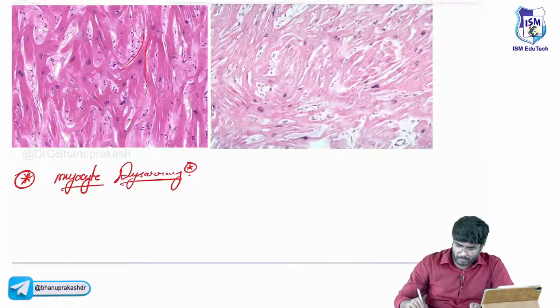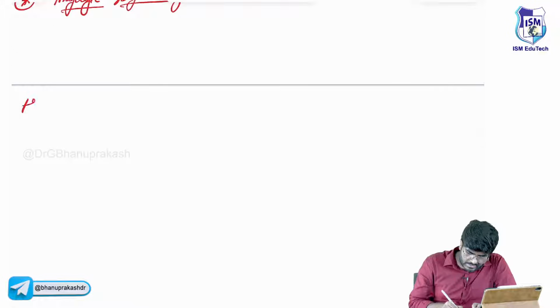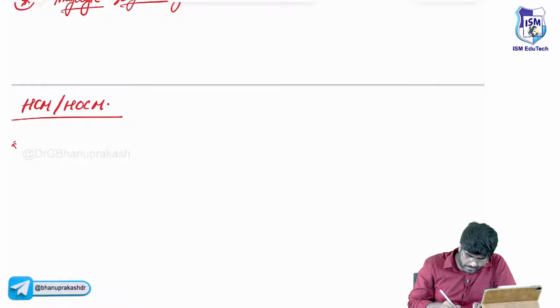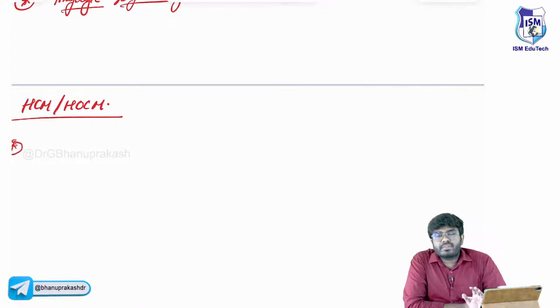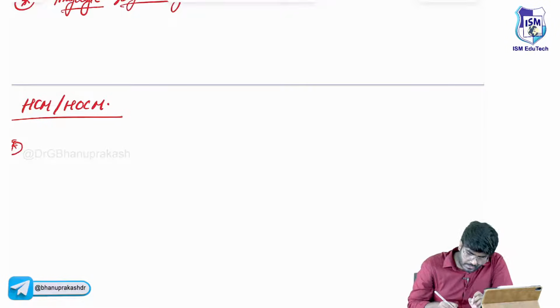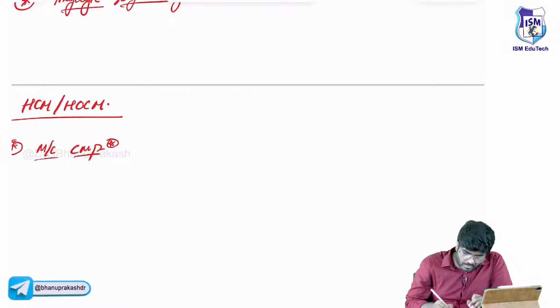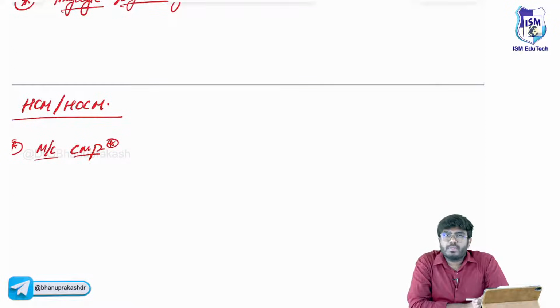So let's write one by one the important points. HCM or HOCM, hypertrophic obstructive cardiomyopathy. Out of the three cardiomyopathies, which is the most common? Which is the most common cardiomyopathy? It's HCM. HCM is the most common cardiomyopathy.